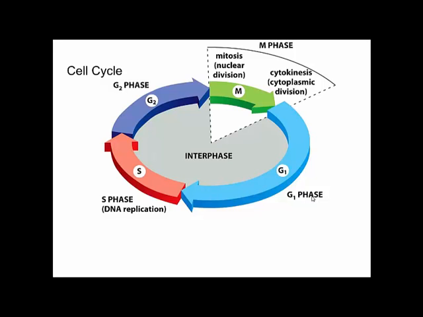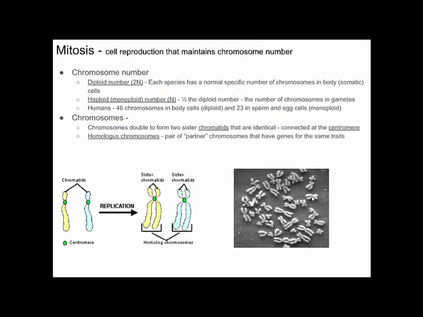And different things happen in these different phases that we'll talk about. The cell grows in size. The DNA copies itself. Stores up energy so that the cell can then divide. So we're talking about the specific type of cell division called mitosis. And mitosis is a type of cell division that maintains chromosome number.